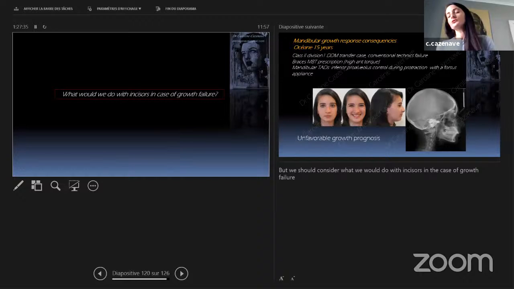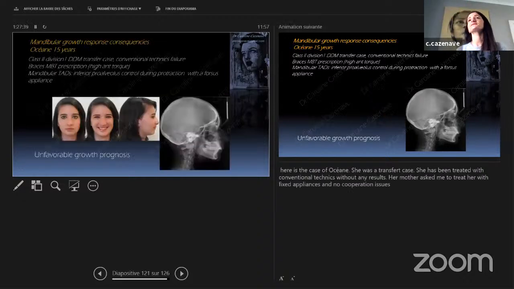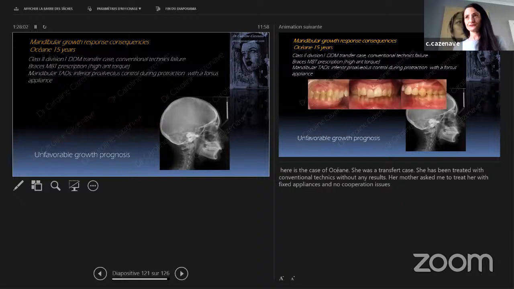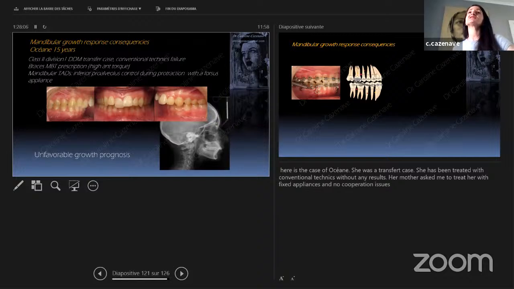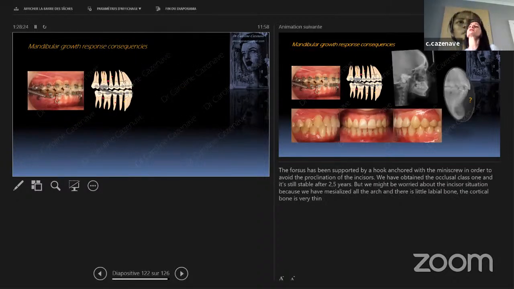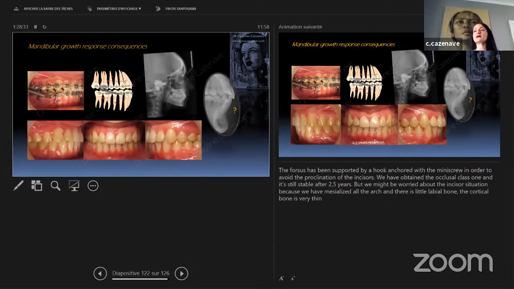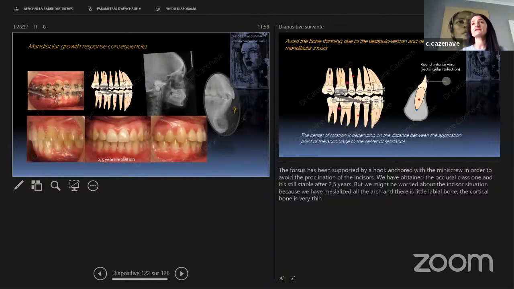But we should consider what we would do with incisors in the case of growth failure. Here is the case of Océane. She was a transferred case. She has been treated with conventional techniques without any results. Her mother asked me to treat her with fixed appliances and no cooperation issues. As you can see, she has a full class 2 molar relationship, and we have an unfavorable growth prognosis. The protraction has been supported by a hook anchored with the mini screw in order to avoid the proclination of the incisors. We have obtained the occlusal class 1, and it's still stable after 2.5 years.